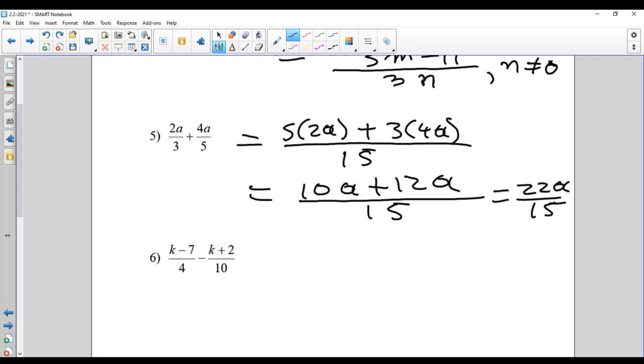So you're done. Time for restrictions. Who thinks they can see restrictions? There's no restrictions. The denominator is a number. It's not a variable. So there are no restrictions there. Okay, last one.